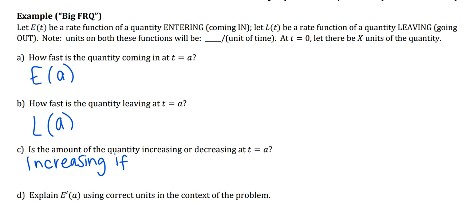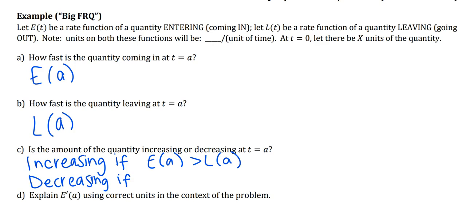So let's write that, increasing, if your rate in is greater than your rate out. Conversely, our quantity will be decreasing if that amount is leaving faster than it's coming in. So if your rate in is smaller than your rate out, and you literally just compare those two numbers. Okay, part D.